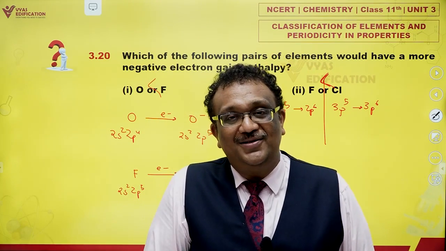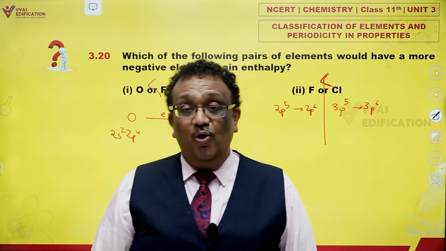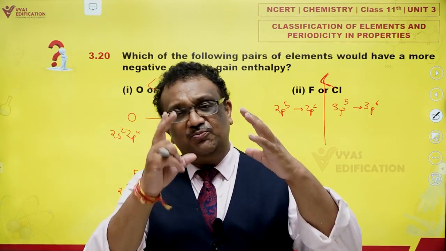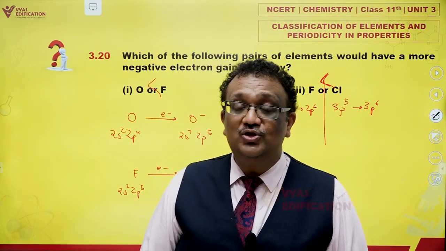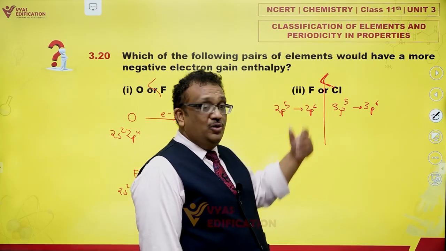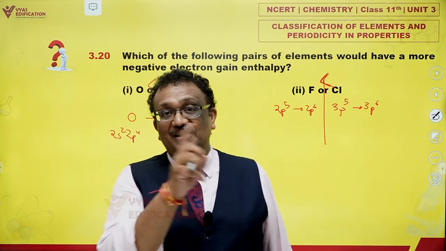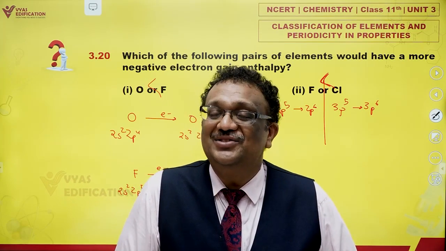As a matter of fact, in this case, fluorine no longer gets the gold medal. The highest magnitude of electron gain enthalpy goes to chlorine. Fluorine gets the silver medal, not the gold. It is second highest.